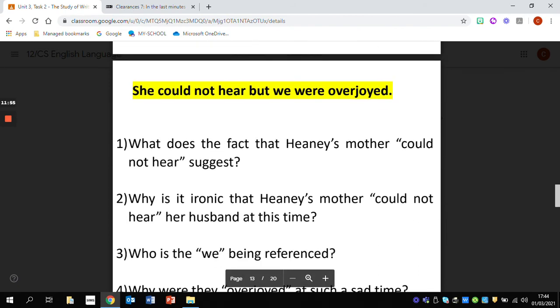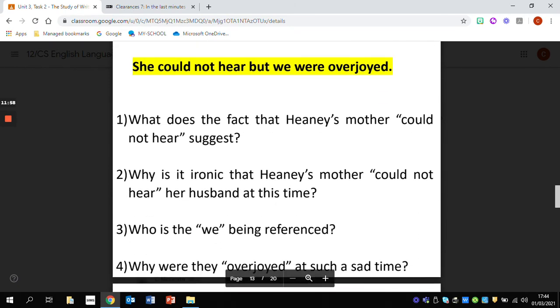"She could not hear, but we were overjoyed." Okay, so she could not hear, presumably because she is so very unwell on her deathbed. But the fact that he is being so intimate, it's a bit ironic that at the last moments of this woman's life, the father then decides to open up with a softer and intimate side towards her that he maybe hasn't displayed throughout their relationship. So it's a little bit ironic that she couldn't hear him being intimate about their relationship as a young couple.